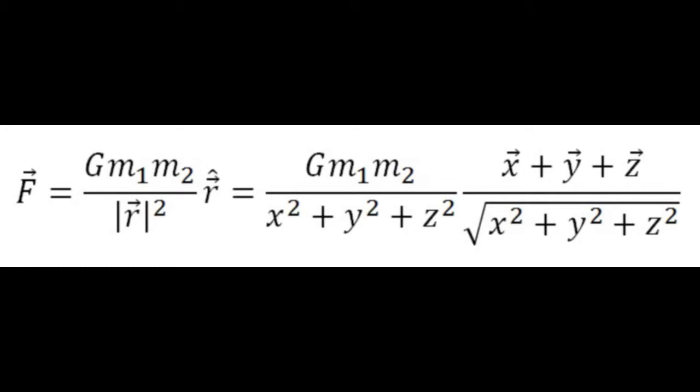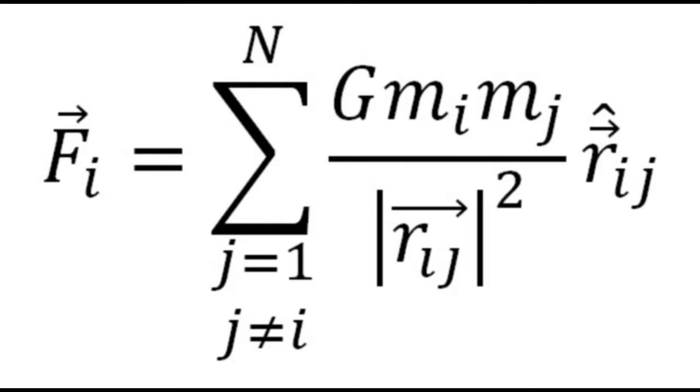Now that's good for two masses, but what happens if we have multiple masses, more than two? As you can see on the screen here, we've generalized the formula. So now we have F vector i, which is the gravitational force on mass i, equal to the sum from j equals 1 to n, where j is not equal to i, of G mi mj over the r_ij modulus squared times the r_ij hat vector.